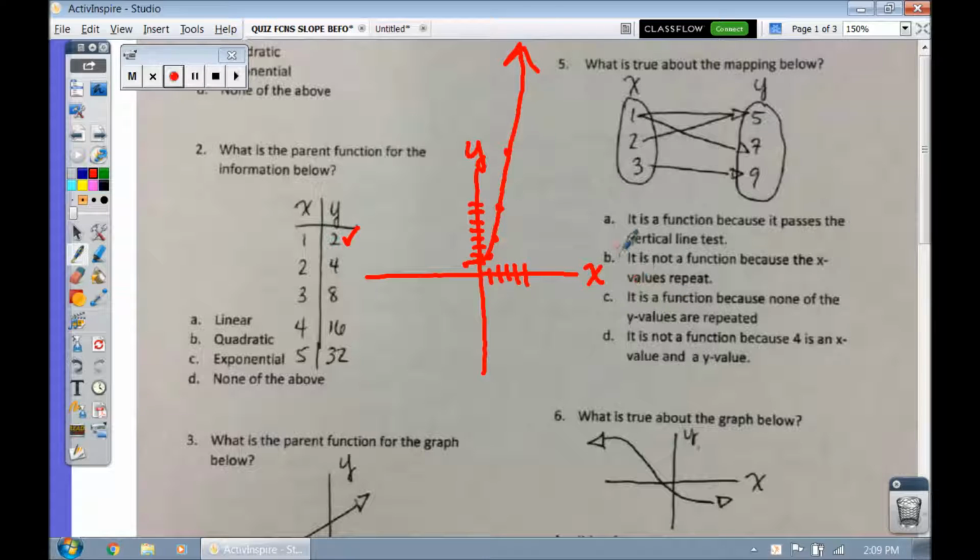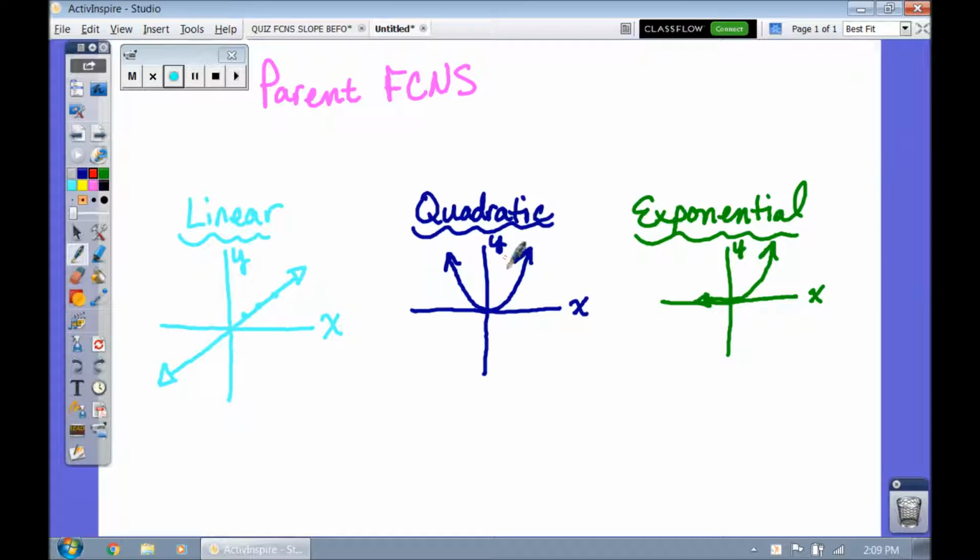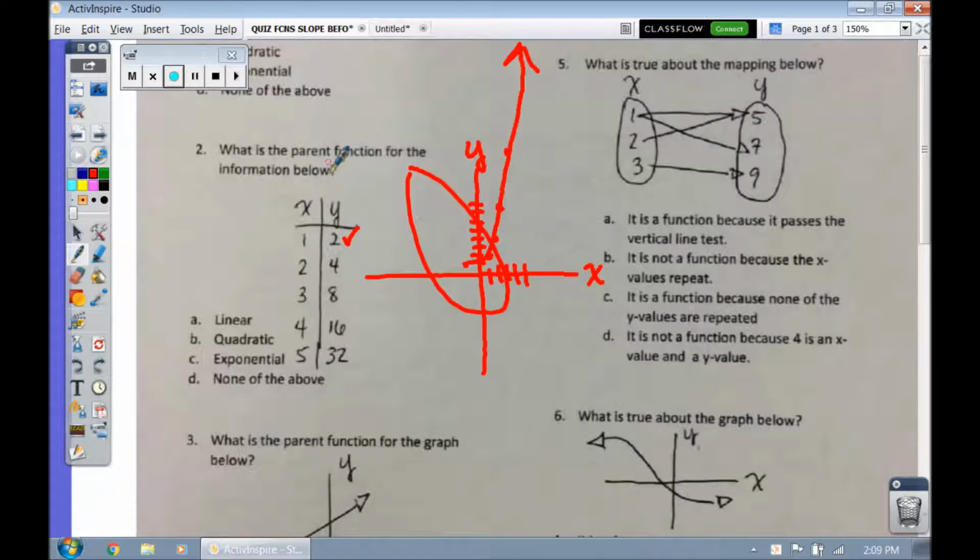That's not linear, and I definitely know it's not quadratic. If it were quadratic, I'd have some other numbers over here. It would look like these numbers would either come back down and go back up, but they're not doing that. They're just going straight up rapidly. So which one of those looks like that? If you remember, it's exponential. So this is an exponential parent function.